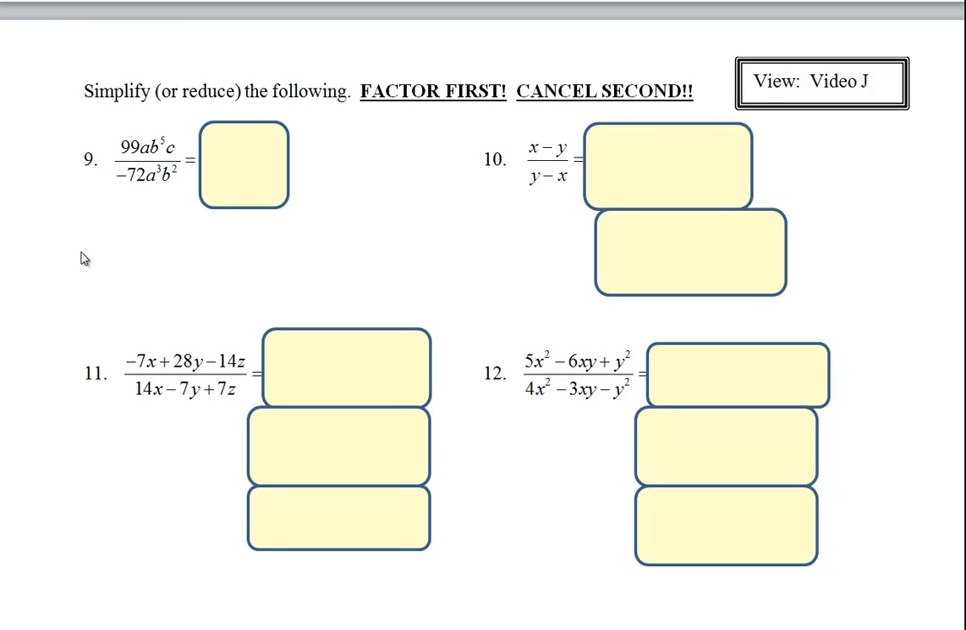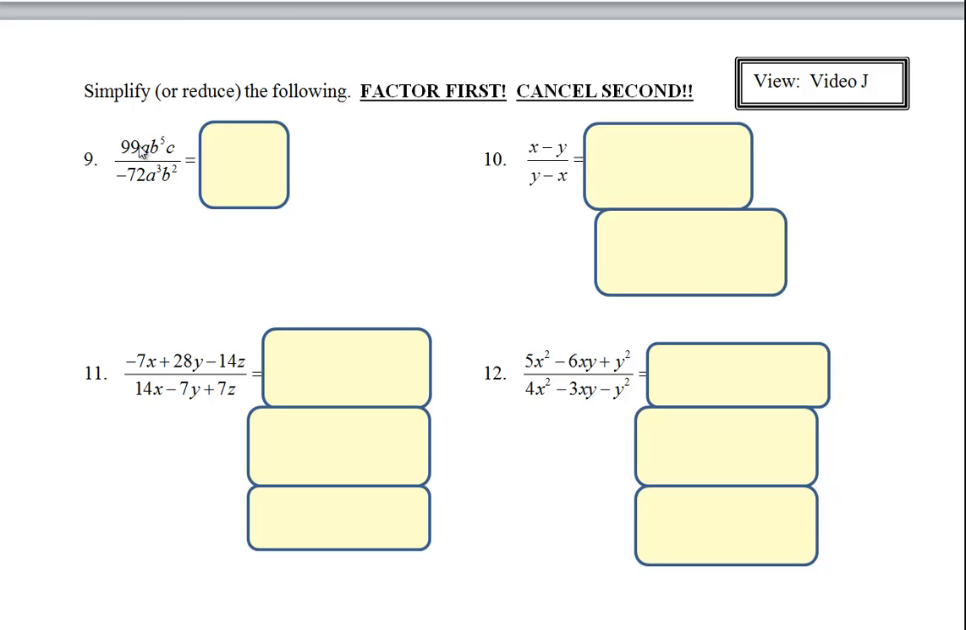Now we've got some examples. We're going to simplify or reduce the following. Factor first, cancel second. You need to remember that when you're asked to simplify or reduce. So in this first one, I've got a monomial over a monomial, so I go and cancel what I can. This is sort of similar to some of the problems we saw earlier.